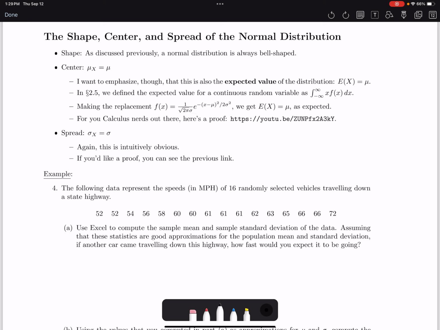In a similar way, sigma sub x equals sigma. So the standard deviation of the distribution of our random variable x, if x is normally distributed, is just equal to the standard deviation of the distribution, right?